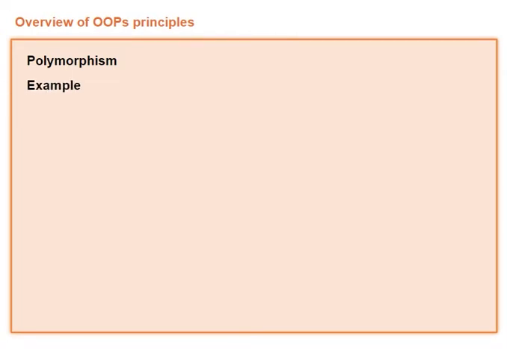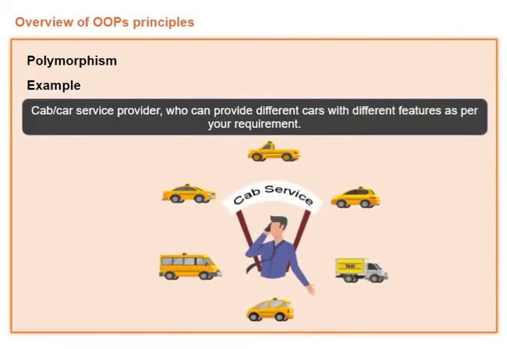One of the real-life examples of polymorphism is a cab or a car service provider who can provide different cars with different features as per your requirement.